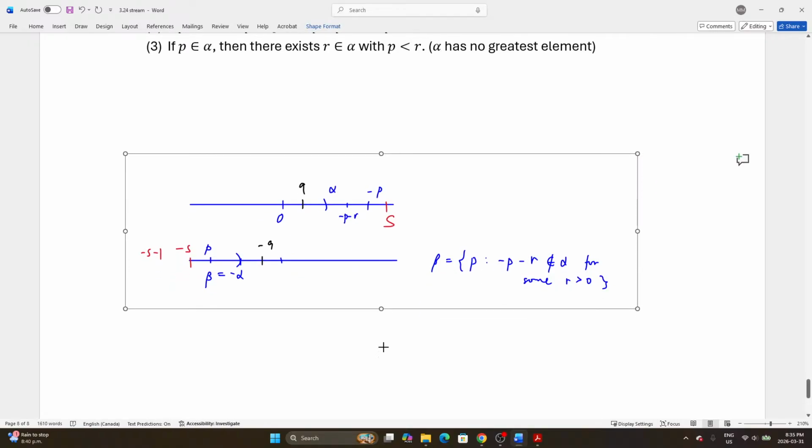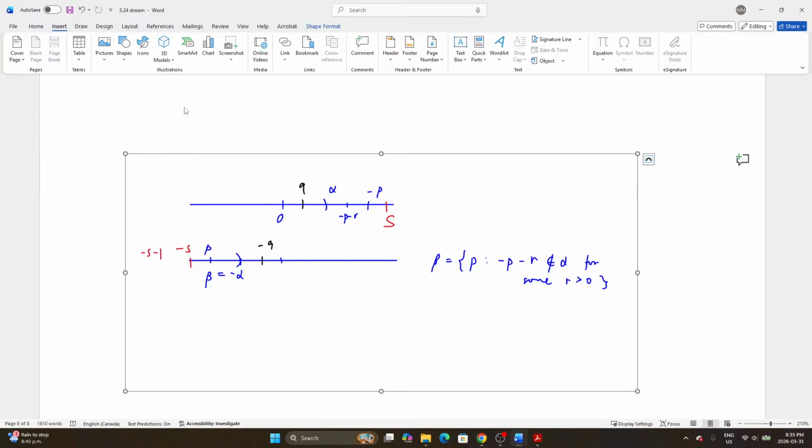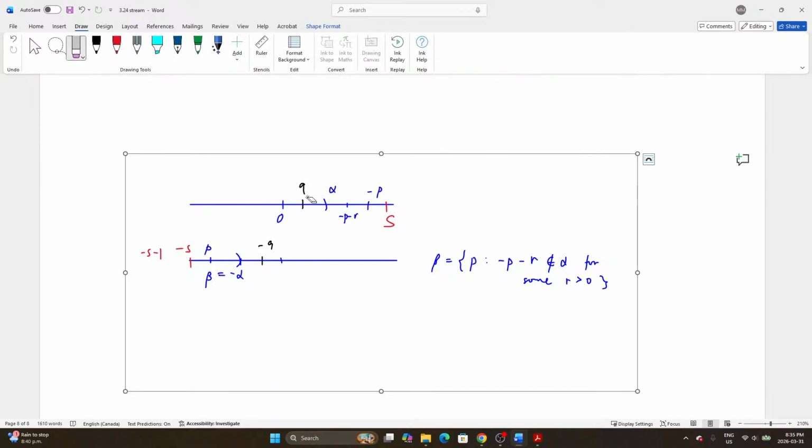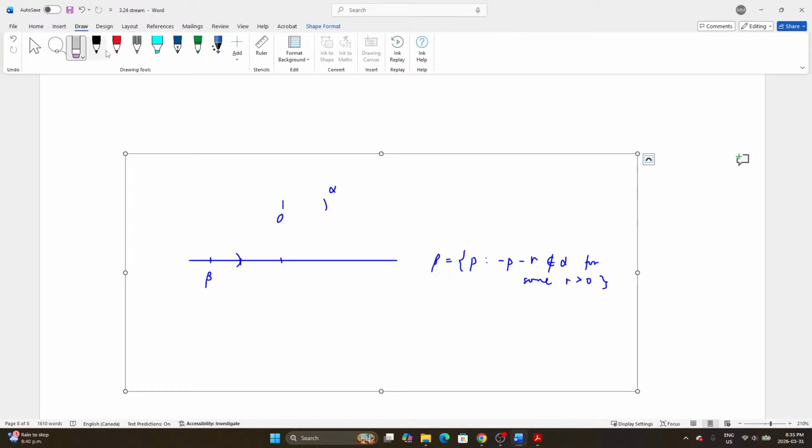Okay, so let's draw a new picture. Actually, let me just remove some of the elements here. Okay, I'll just redraw a line. I want to be as bare bones as possible on the diagram. Okay, so this is my beta, and that was my alpha. I need to redraw the line.